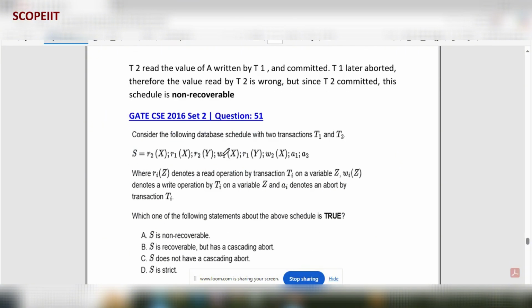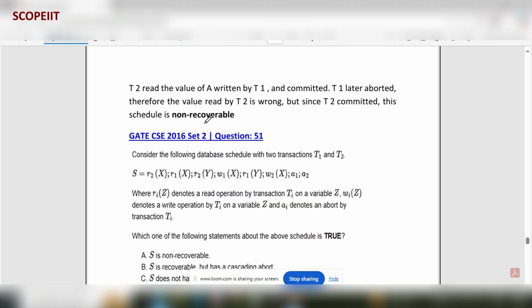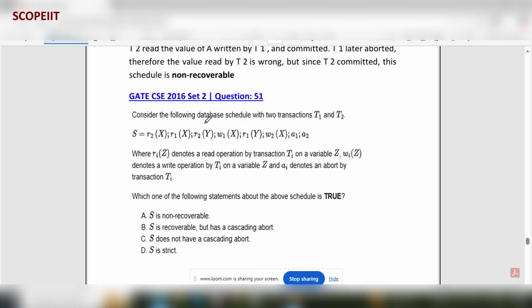Now let us solve some previous year questions based on the same topic, schedule. See, this is your GATE CSE 2016 question. If you see this question properly, it says: consider the database schedule with two transactions T1 and T2. So S is equal to, and here they have given the schedule.